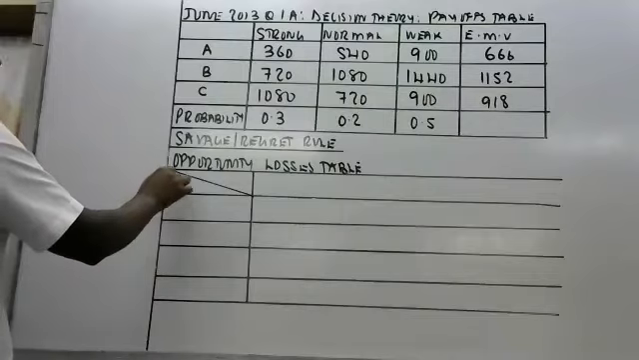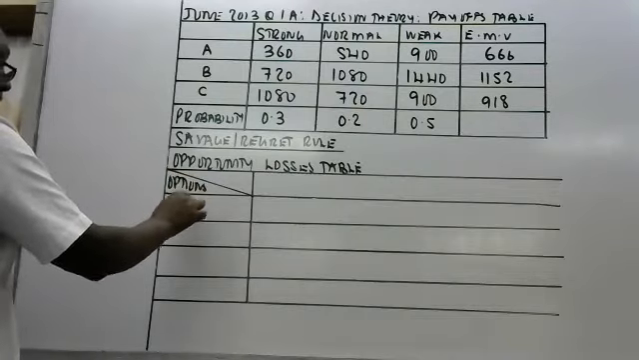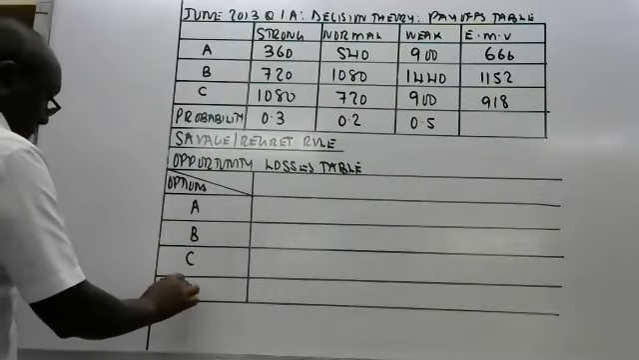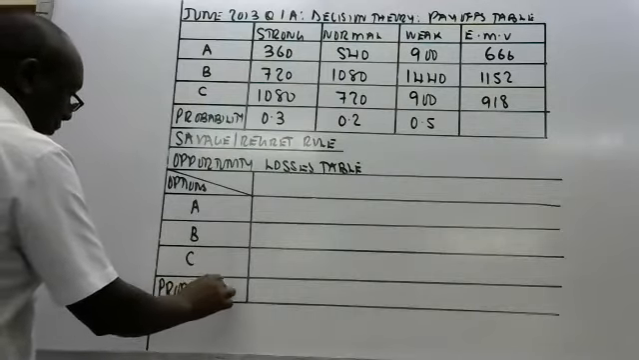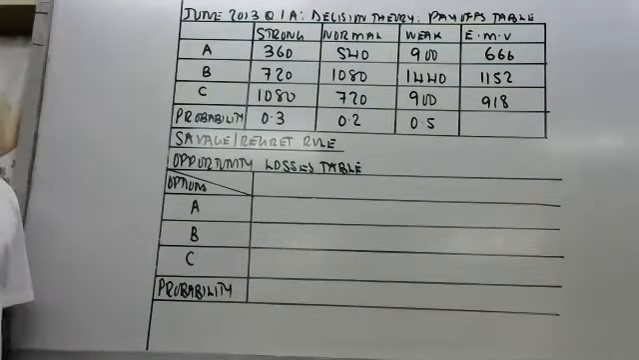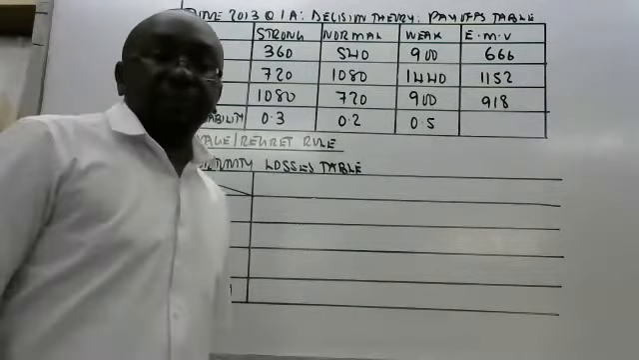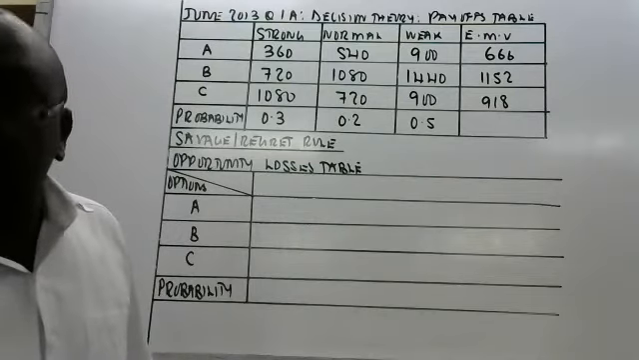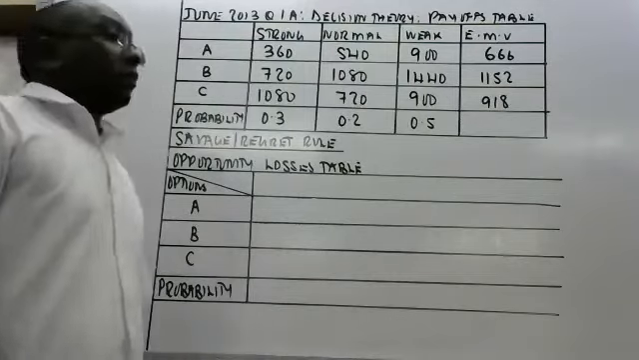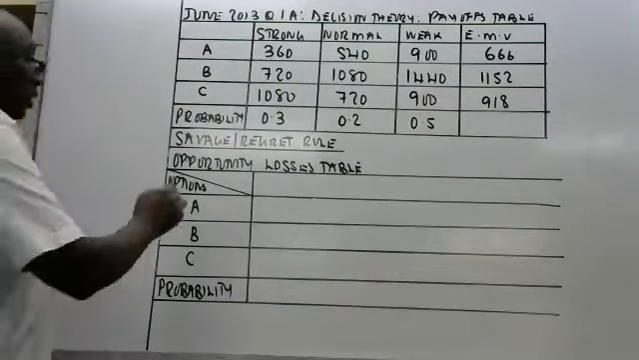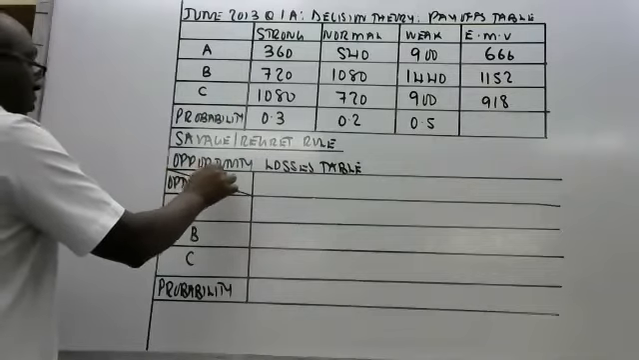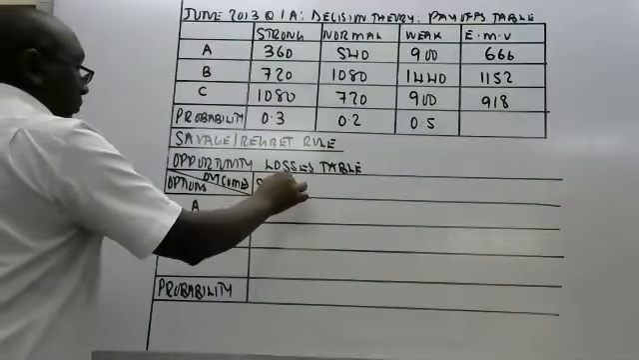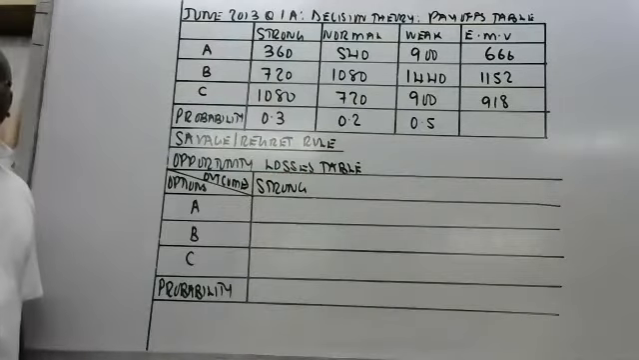So for the options here, we have A, B, C, and probability. Then for the outcomes, let's start with the strong.